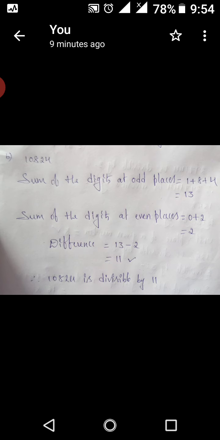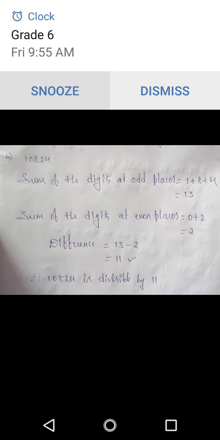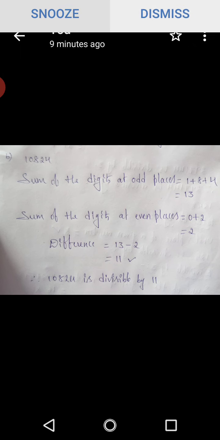We know according to the rule, if the difference is either 0 or a multiple of 11, then that number is divisible by 11. So here we got the difference as 11, then the given number is also divisible by 11. This is the way to solve the fourth question. Then try to do all the remaining questions also. Okay.